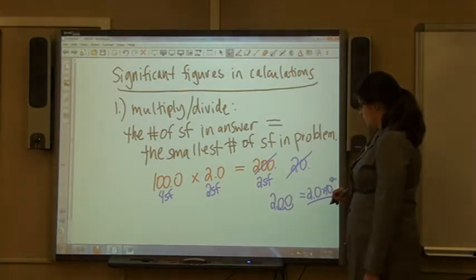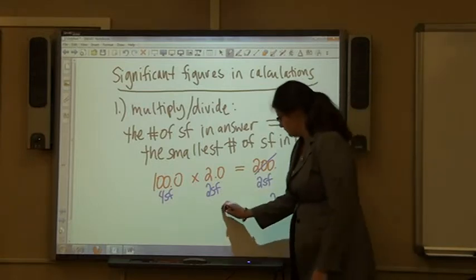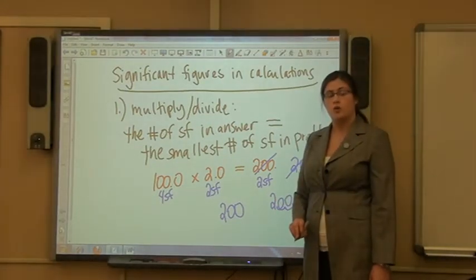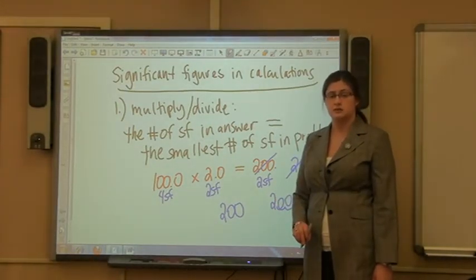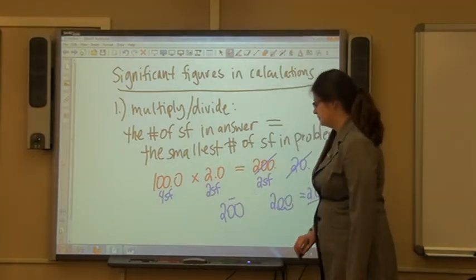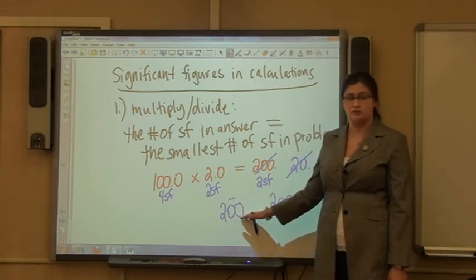Now, the second way to write this number with the correct number of significant figures is to put a bar over the last number that's significant. Like this. That bar means that you have only 2 significant figures.